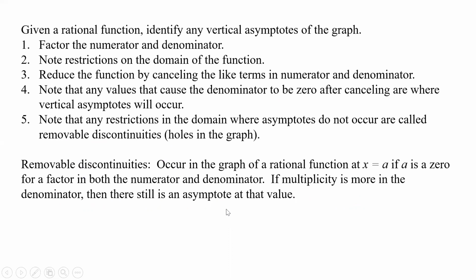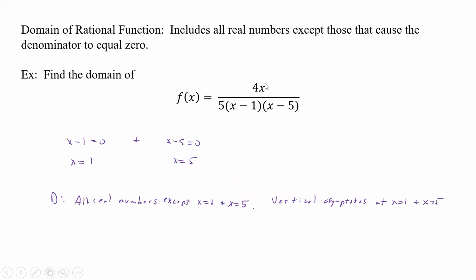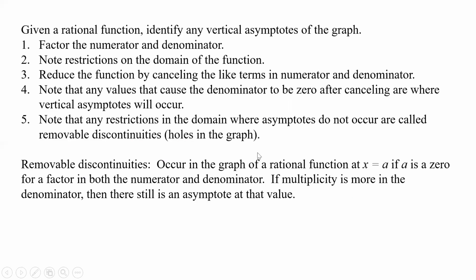All right. So if we're given a rational function, we can identify any vertical asymptotes of the graph. So we factor the numerator and denominator. We note restrictions on the domain of the function like we just did. Then we reduce the function by canceling like terms in numerator and denominator. So if for some reason we factored this and x minus 1 was in both of them, we could cancel those out, okay? Note that any values that cause the denominator to be 0 after canceling are where the vertical asymptotes occur.